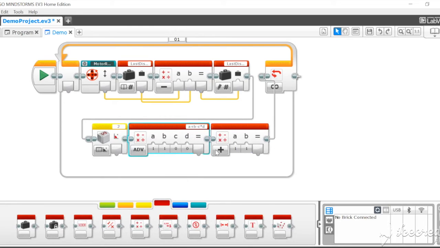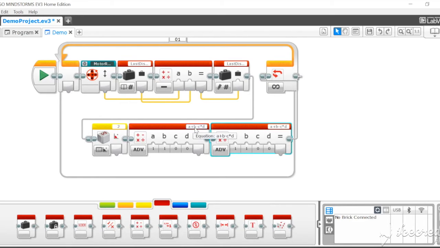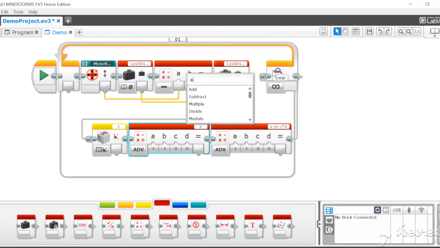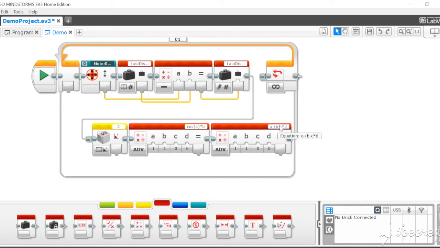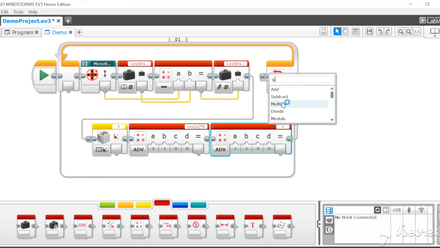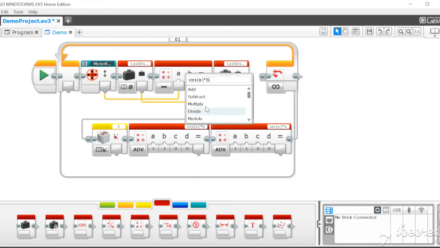So just advanced. So in the first, you want to type in the formula cos A times B, and in the second you want to do sine A times B. And if you don't want to write it, you can also find all of the trigonometric ratios down here.